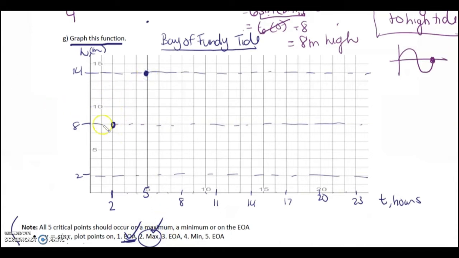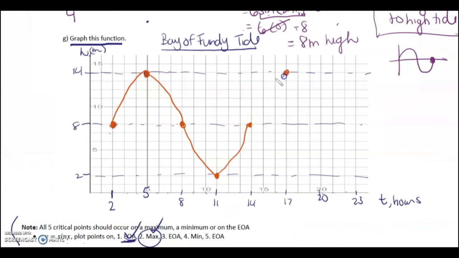I'm going to do this with a brighter color. Let's go red. There we go. Okay, so 3 hours later, we're at a max. 1, 2, 3. Back down to the equation of axis. 3 hours later, we're at a min. Oh, sorry, equation of axis. 3 hours later, we're at a min. 3 hours later, we're back at an equation of axis.